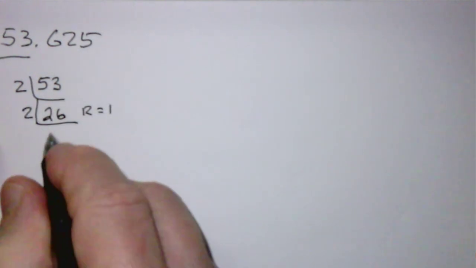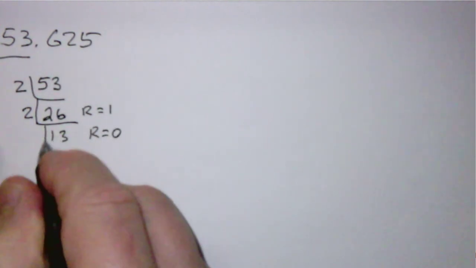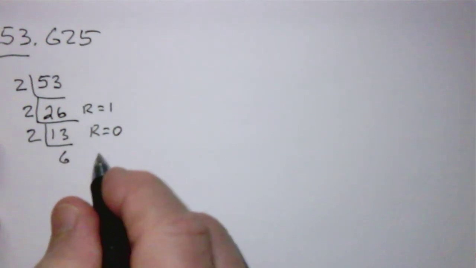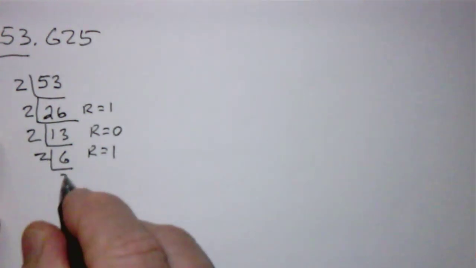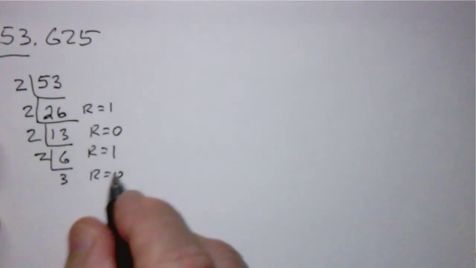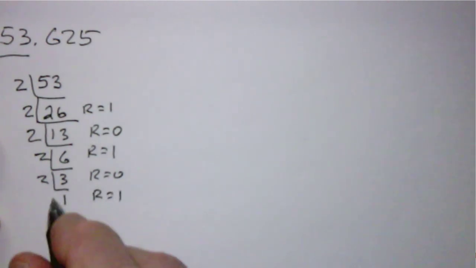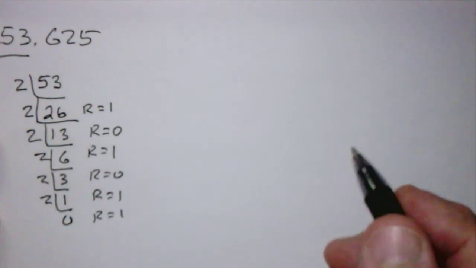2 into 26 is 13, with a remainder of 0. 2 into 13 is 6, with a remainder of 1. 2 into 6 is 3, with a remainder of 0. 2 into 3 is 1, with a remainder of 1. And 2 into 1 is 0, with a remainder of 1.